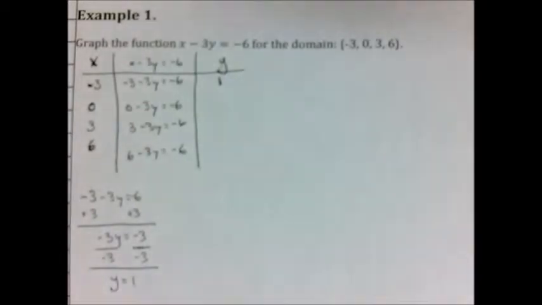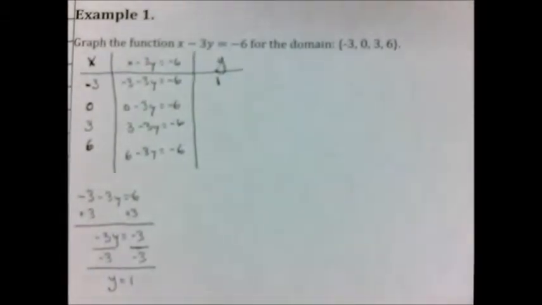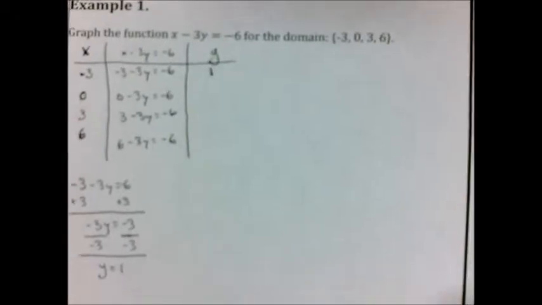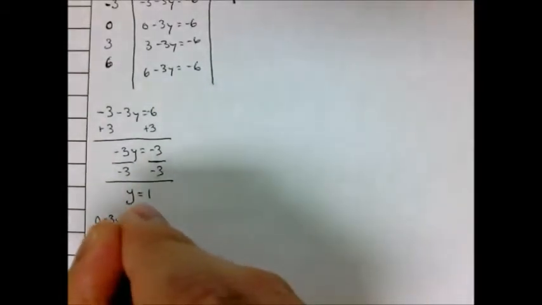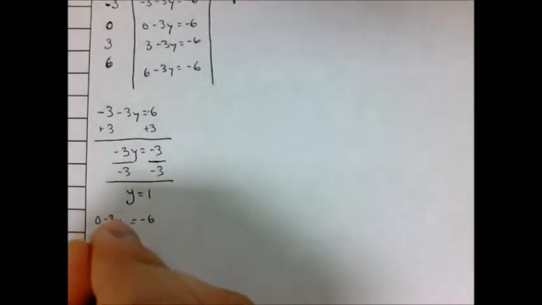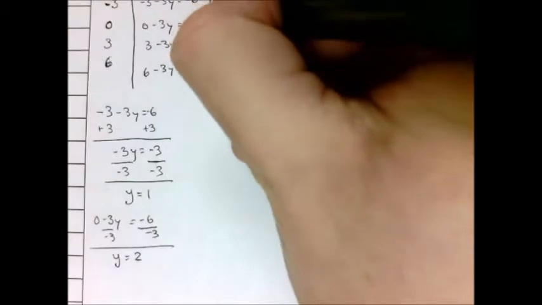Okay, now let's do the same thing, except we're going to solve for when x is equal to 0. And I'm going to move this down real quick. So now it's going to be a 0 minus 3y is equal to negative 6. All we have to do here is divide by a negative 3. And we see that we get y is equal to 2. So go back up to your table here, and we're going to put a 2.